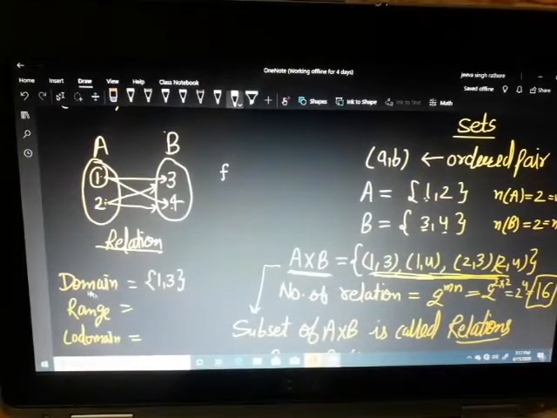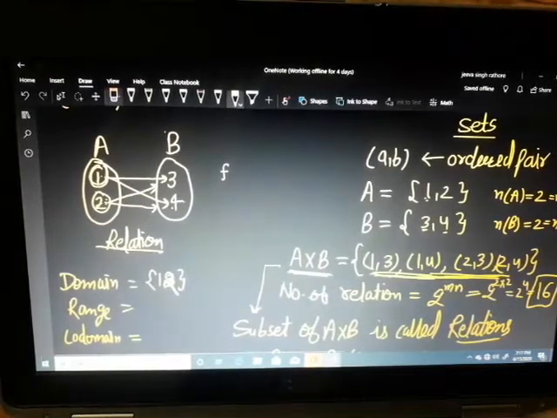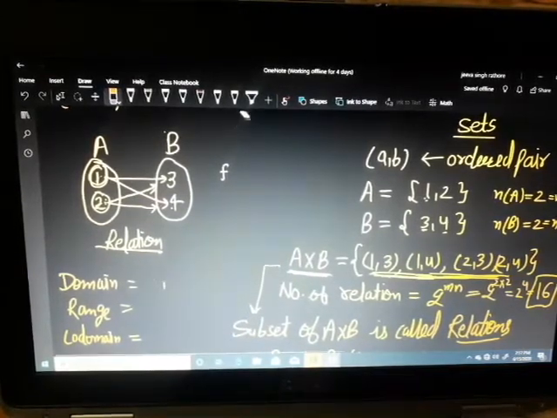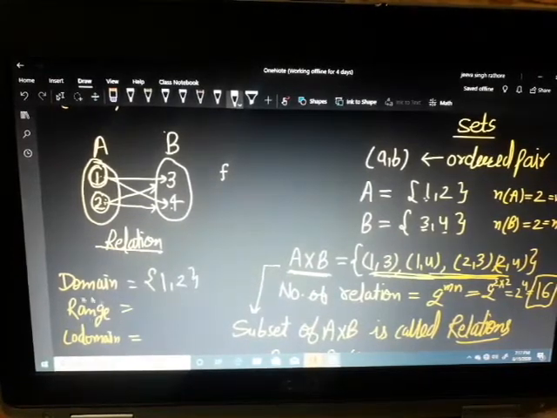What does domain mean? What are the inputs? The inputs that are connected in set A are 1 and 2. So I can write here 1 and 2. That is the domain. What is the range? Range is the output. The connected elements are 3 and 4. That is the range.